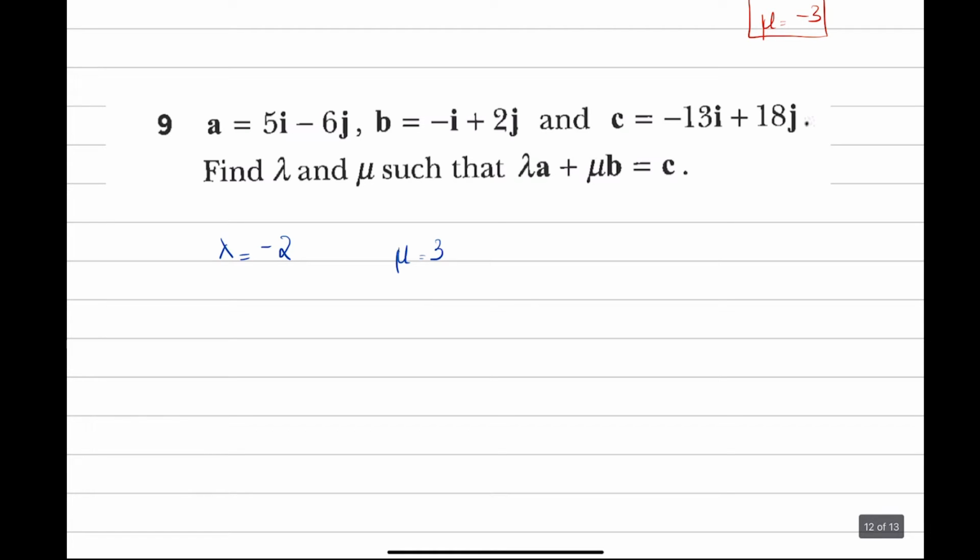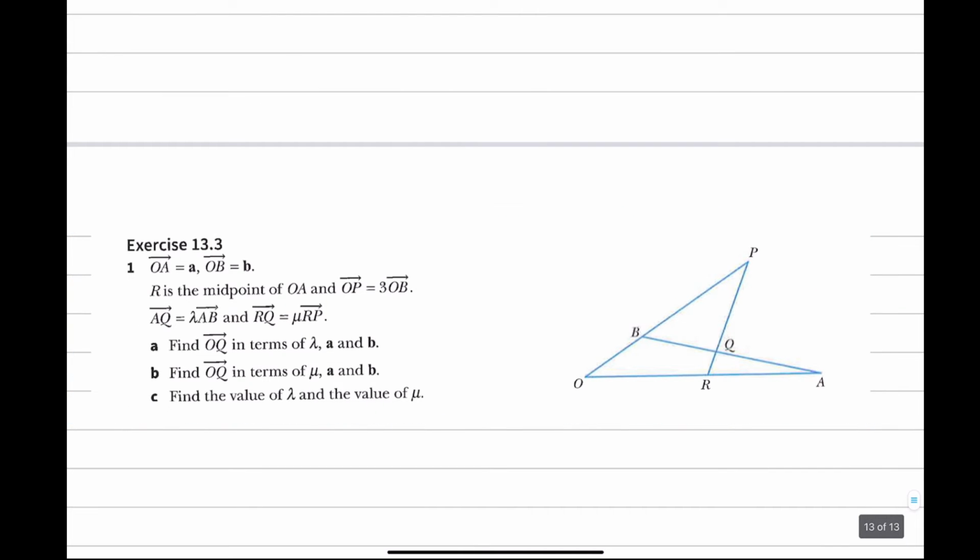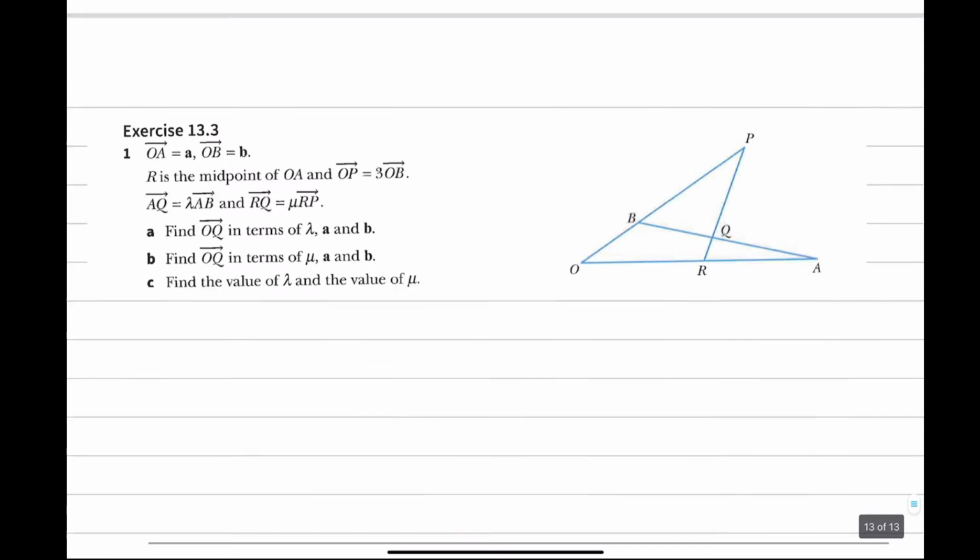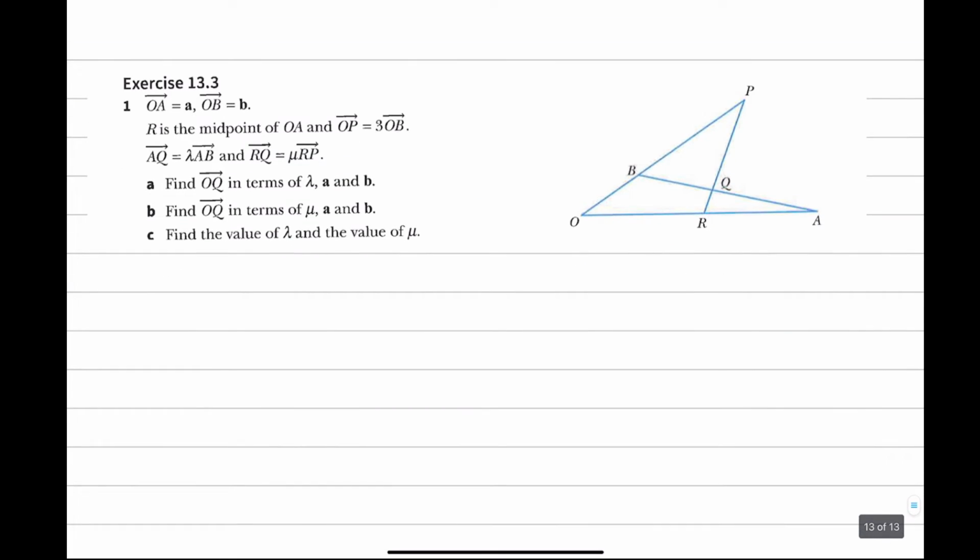I'll solve it. Now we are going to do some full length questions. Okay, so we have covered all the concepts, other than, of course, velocity vectors. All right, so we're going to do some full length questions, first from the book, and then we'll transition towards past papers.